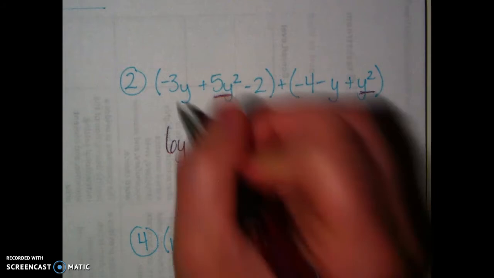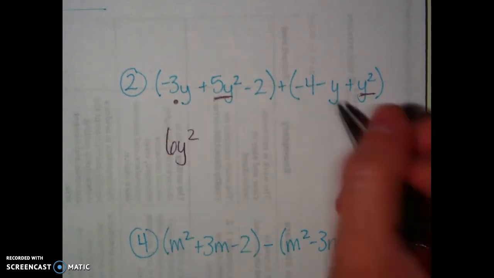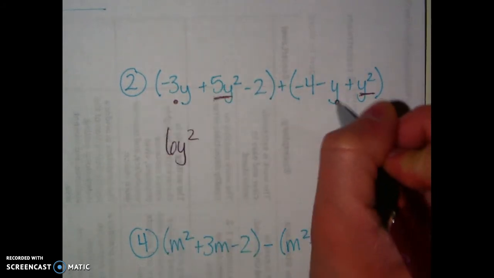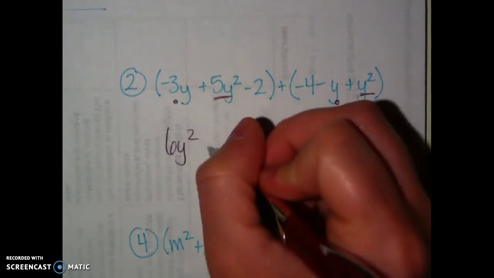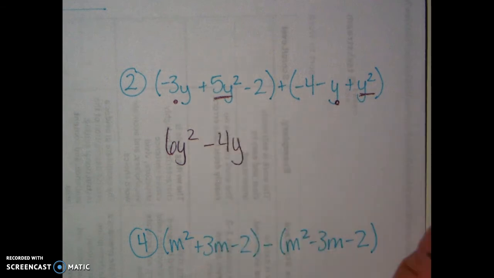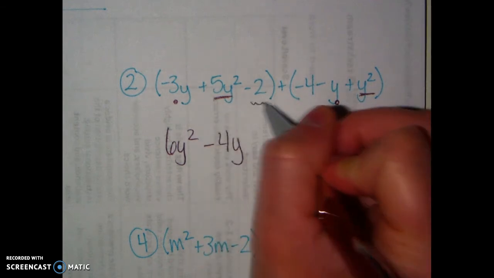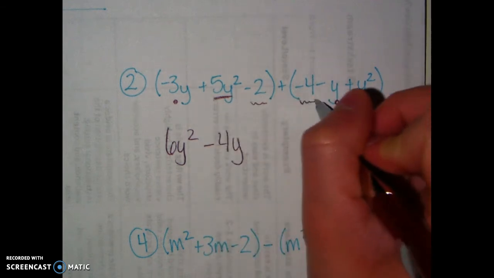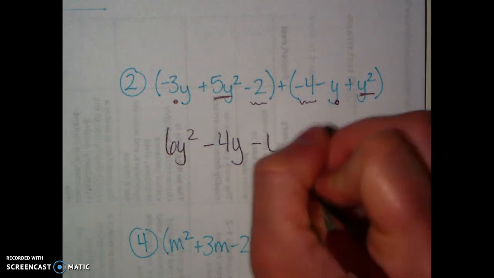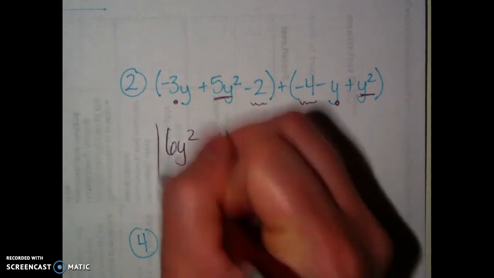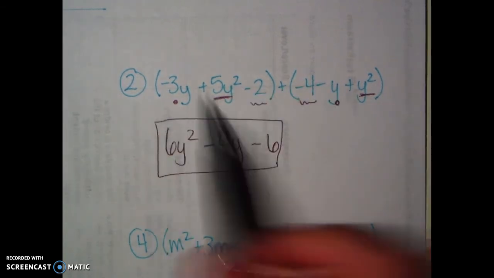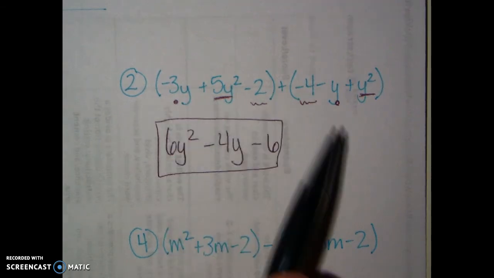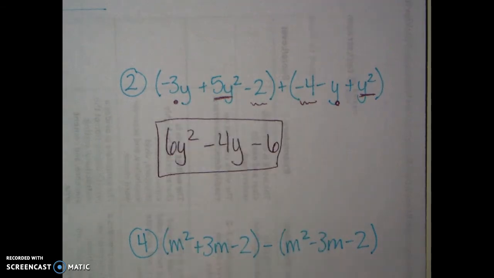Then I'm going to look at the y's. I have negative 3y plus negative 1y, technically. That's a negative 4y. I have negative 2 plus negative 4. That's a negative 6. Okay, you could also solve it by just doing it in this order and then rearranging it after you're done. Either way is fine.